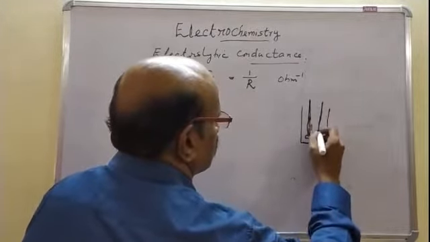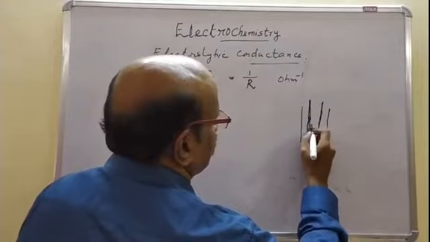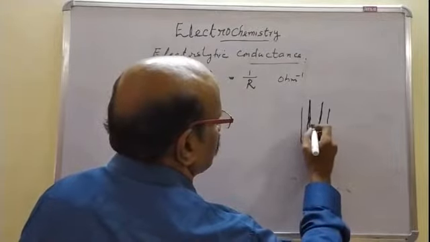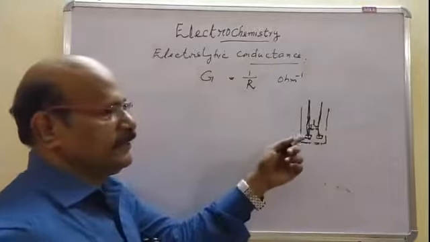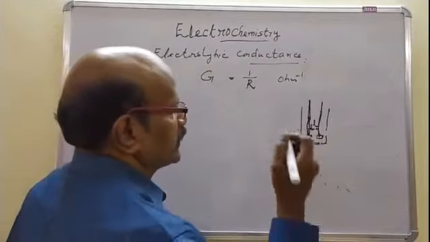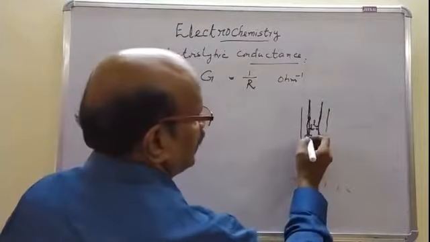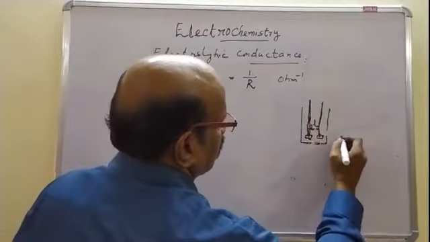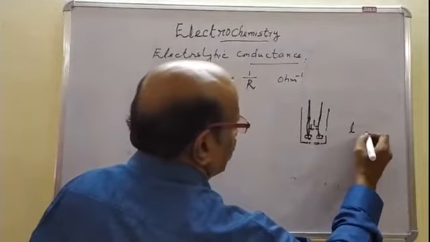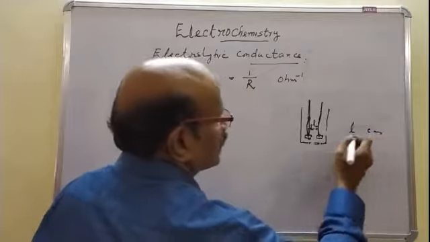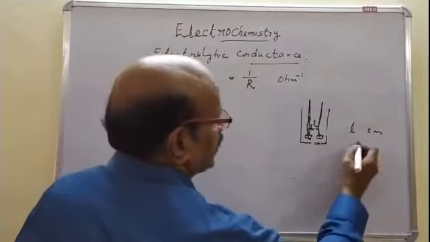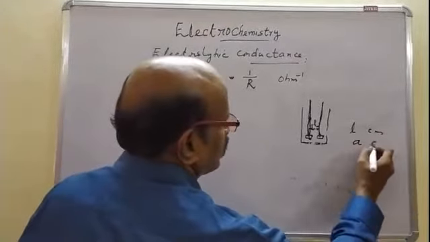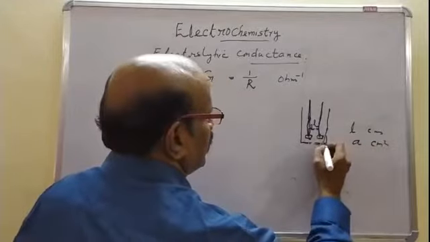And they are separated at a distance. The distance between the electrodes is a fixed distance, called L. The distance between the two electrodes is represented by L, which is fixed. And the cross-sectional area of any electrode assembly is also fixed. So this comes by L centimeter, the distance between the two electrodes, and A, the cross-sectional area, in square centimeter of any electrode medium.